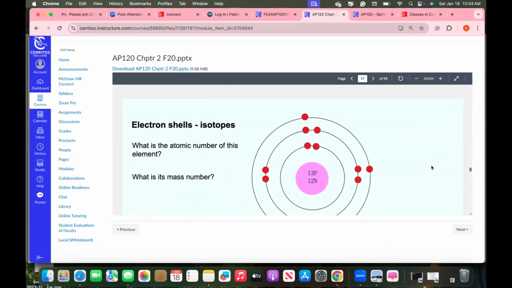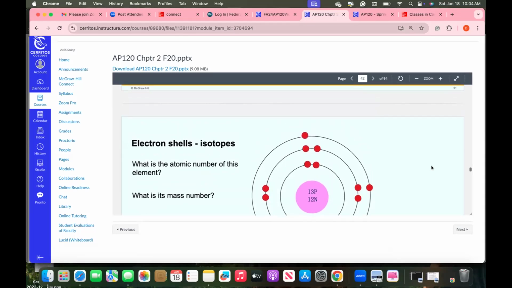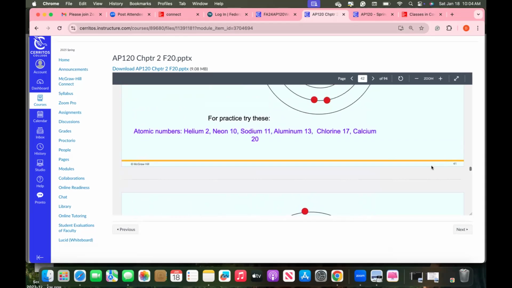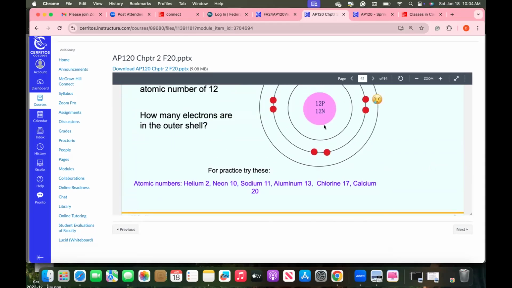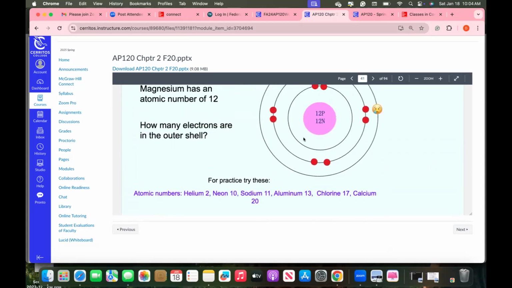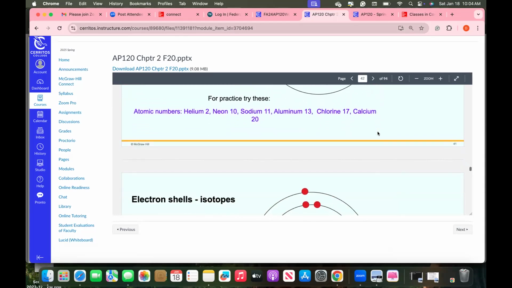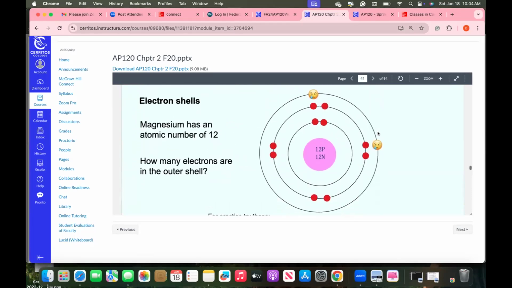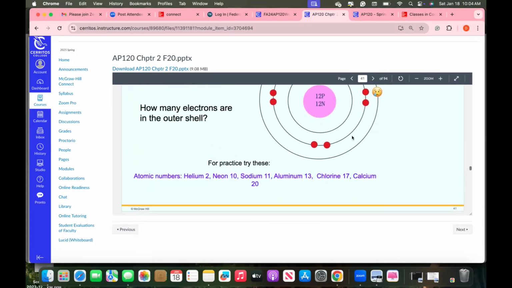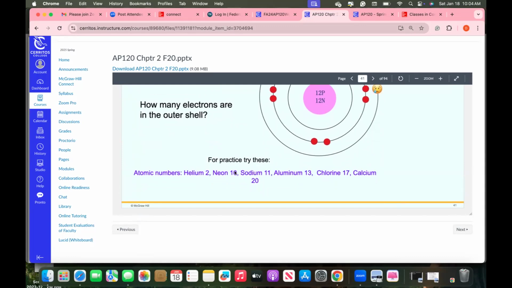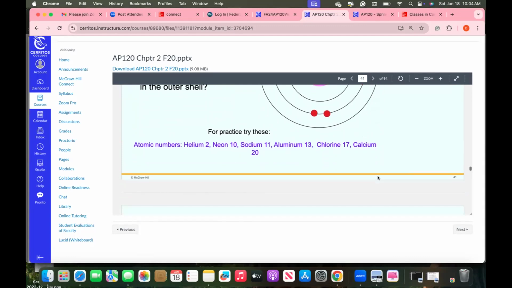Did she have you do these as exercises, or? No, not really. She just went over this part. Which part? Oh, she went over what the electron shells are like. Yeah, but she didn't ask us to do that in class. Okay.